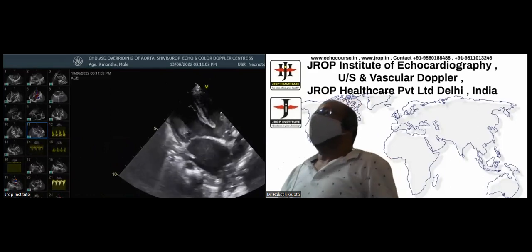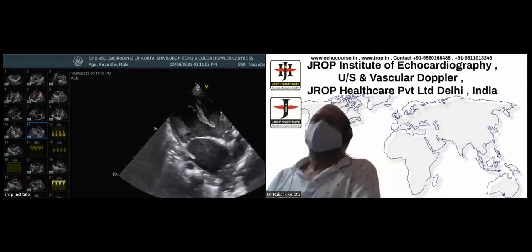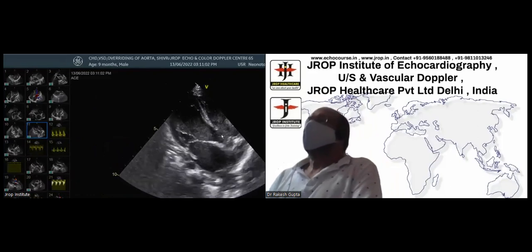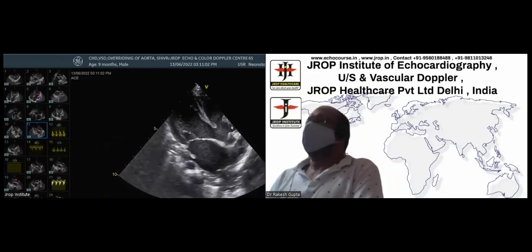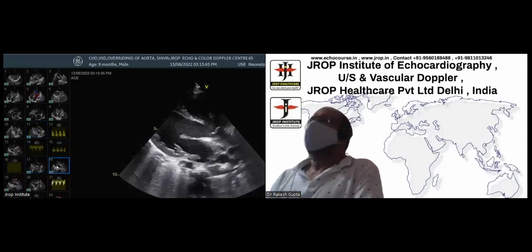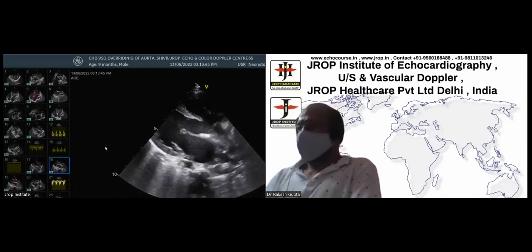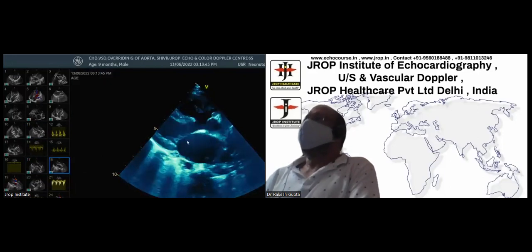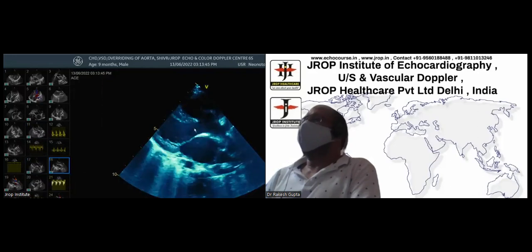Now this is overriding of the aorta. This is the VSD. Here is one part of the aorta, here is the second. The aorta is over here. So this is overriding of the aorta. Sir, when do we call this overriding? Look, the interventricular septum is in the middle. It is draining blood from both RV and LV.